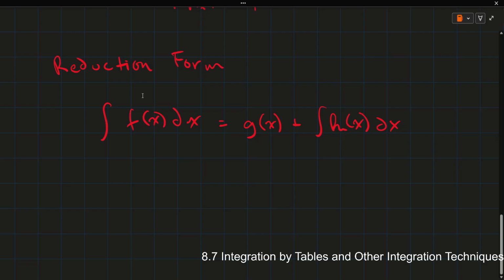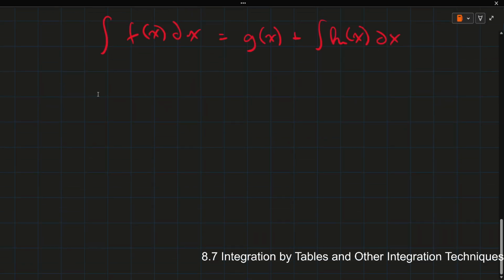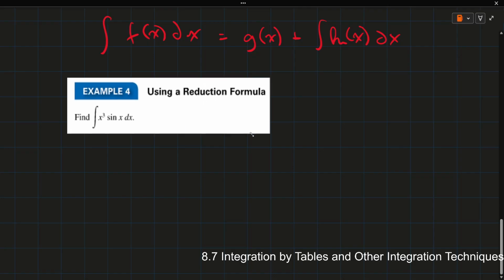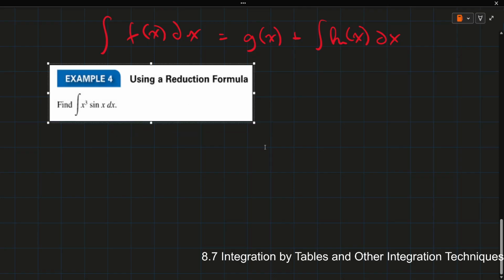So let's take a look at this. I'm going to pull this example straight from the textbook. I know I don't do that a ton, but it's convenient when I'm working online and have it right next to me. Let's take a look at example 4 from the textbook. We have the integral of x cubed sine x dx.